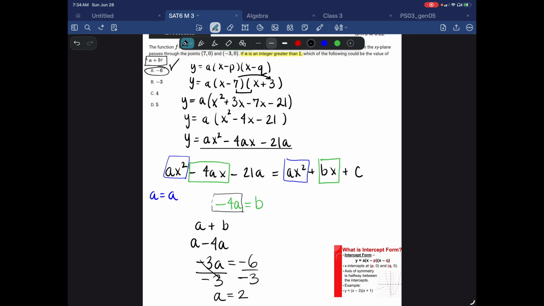But let's just choose a different answer. Let's choose like negative 3. We would have negative 3a equals negative 3. Divide both sides by negative 3. We get a equals 1. But we want a to be an integer greater than 1. And then 4 and 5 will result in the same thing where a is not greater than 1.